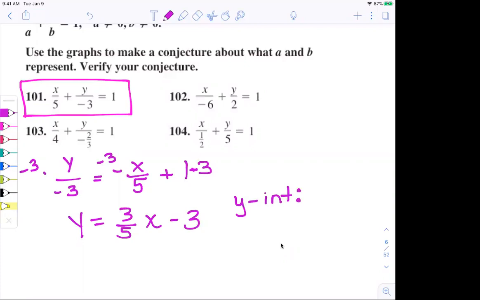Negative 3. So the y-intercept is negative 3. That's an important part. If I were graphing this, I would graph it at a y-intercept of negative 3. I can do that without using a calculator because I know that it starts at negative 3.